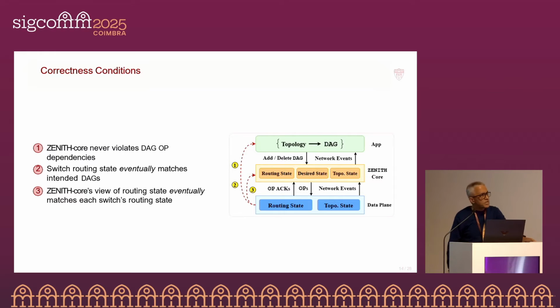Now, once you have these mathematical representations, you can design the right correctness conditions. And the correctness conditions are things that ensure that you never violate the dependency. You always install the state that is specified by the DAG, and you always make sure that the NIB in the SDN controller is consistent with the network state. Okay.